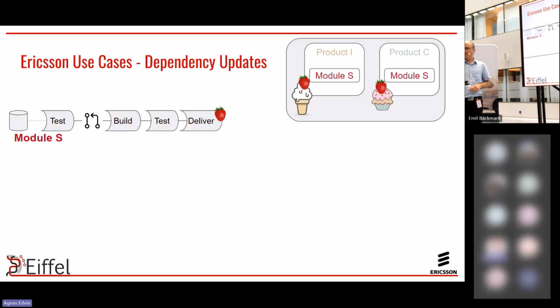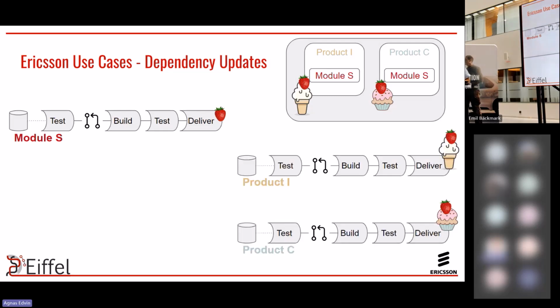That's the setup here. So if you were to deliver a module, say you want to create a new version of this strawberry, a new version of the module S, you commit the source code. It's probably tested somewhere. You merge it in your source code repository manager. You do some build on it and test it again, and then you deliver it. So you have a new, fresh version of module S. Then obviously you want to use that new type of strawberry and see if it fits in your ice cream and your cupcake, and it works out well there.